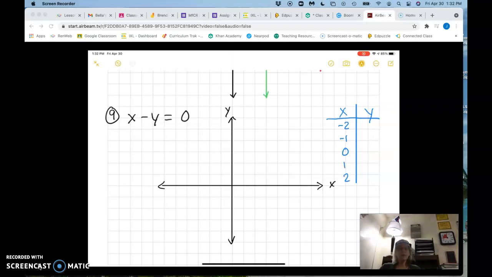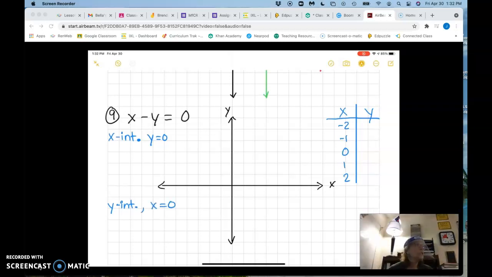You can do 5, at least 4 though. So this is one way. You would plug in all those numbers for x and see what y equals. But another way to do it is by finding the x-intercept and the y-intercept. So if I want to find the x-intercept, I'm going to let y equal 0. And when I want to find the y-intercept, I'm going to let x equal 0.